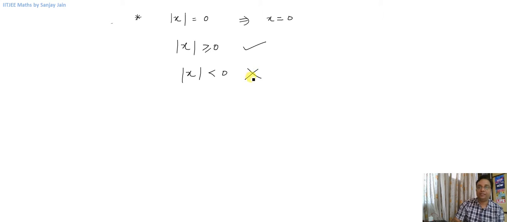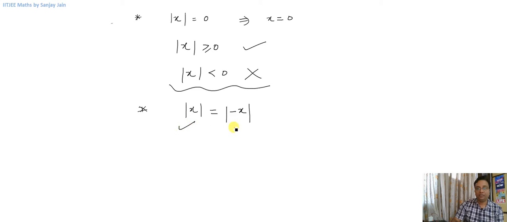Number one, if I write mod of x equals 0, it means that x is equal to 0. Another thing, that mod of x is always greater than or equal to 0, and mod of x can never be less than 0. All these three things are what we have learned in this lecture. Another thing that we can say is that mod of x is equal to mod of negative x.